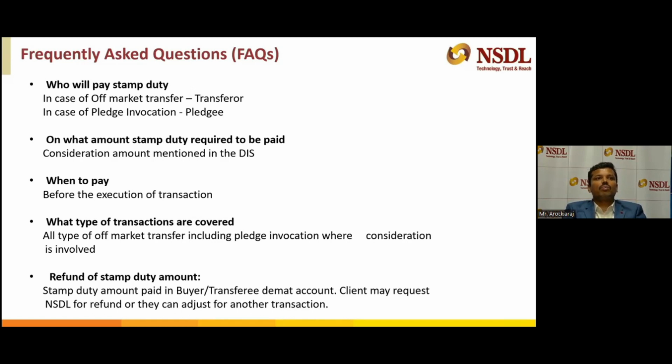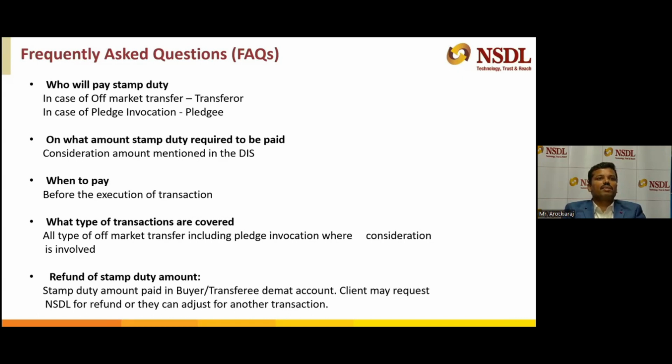Another question is on what amount the stamp duty is required to be paid. The stamp duty is required to be paid based on the consideration amount mentioned on the DAS. When does the stamp duty need to be paid? It is required to be paid before the execution of the transaction. In case the stamp duty is not received by NSDL on the date of execution of the transaction, then the instruction will wait till EOD. If a sufficient amount is received during EOD, then the instruction will get executed. Otherwise, the instruction will be rejected at EOD.